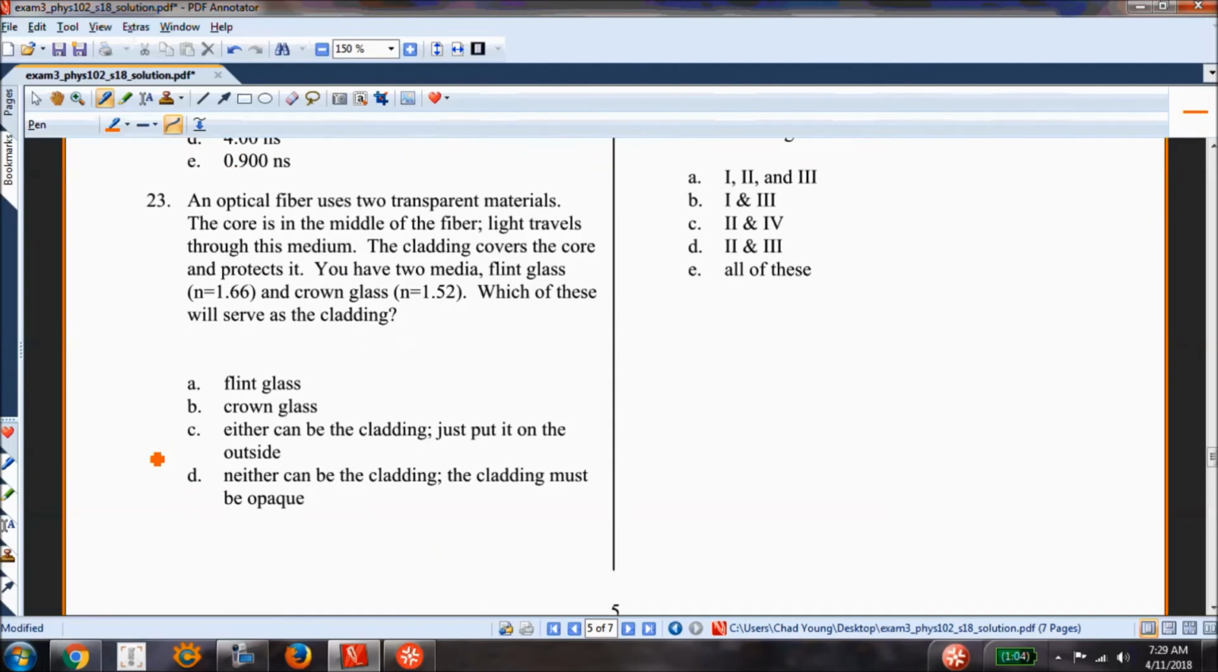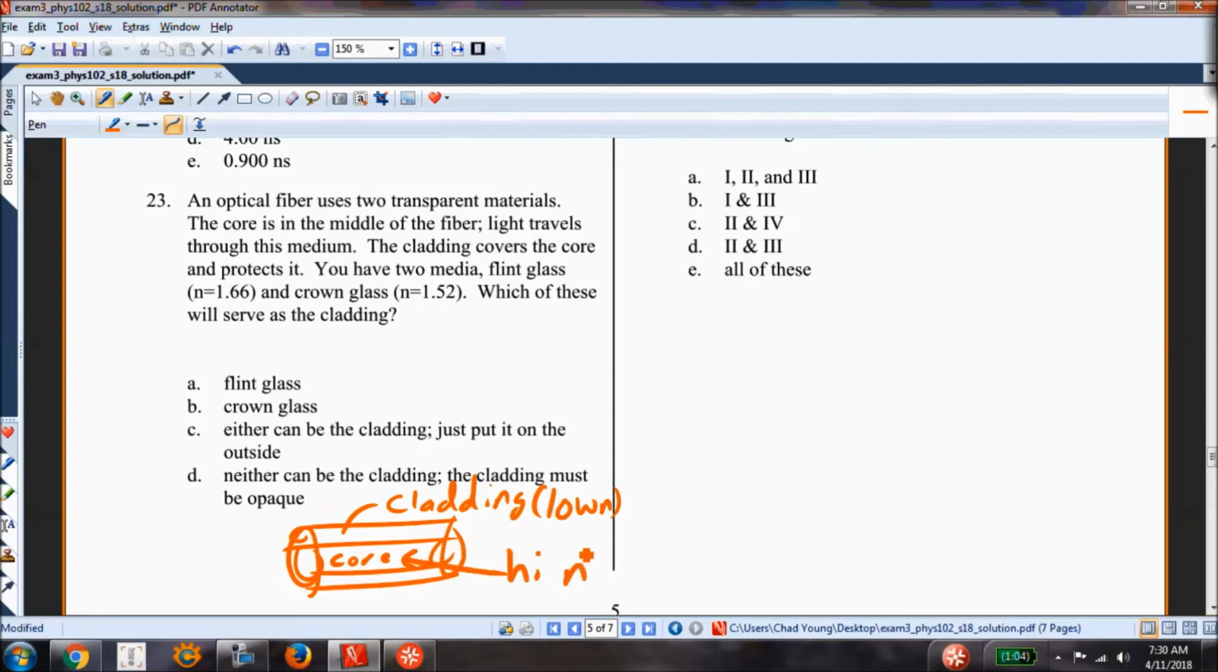Optical fiber uses two transparent materials. The core is in the middle of the fiber, and then the cladding covers the core. So I have a core like this, and then I have another material, the cladding, that surrounds it. This is the core. And I want to know which of these will serve as the cladding. Remember, this has to be low n, and this has to be high n. So the one with the lowest value for n, which is the crown glass, will be the cladding.